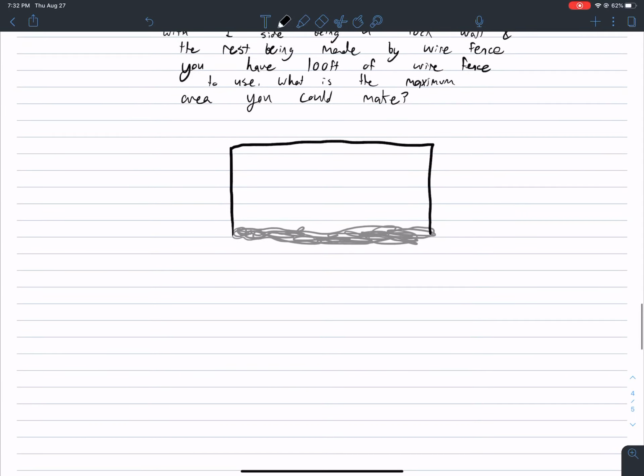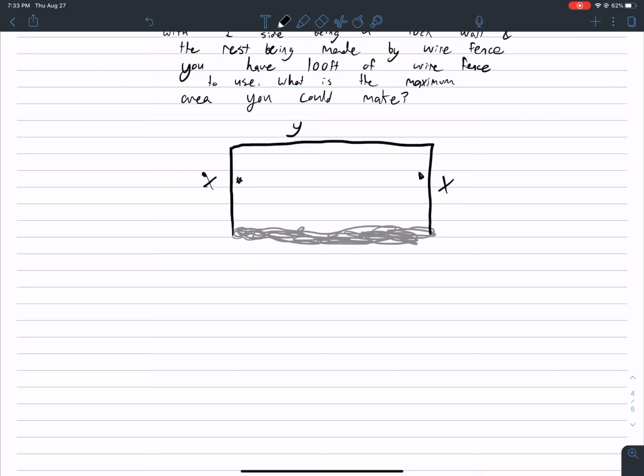Next step to making the picture is labeling everything. You're going to want to get some variables in there so you can actually do math. So easiest way is to just label each side. So we're going to make that x, we're going to make that y, and then the other side is also going to be x because it's a rectangle. So this side and this side are equal.